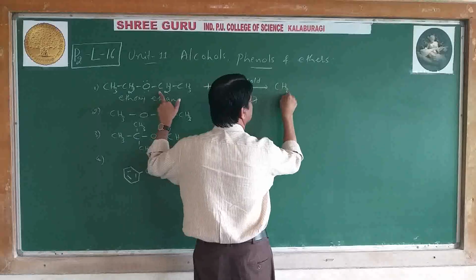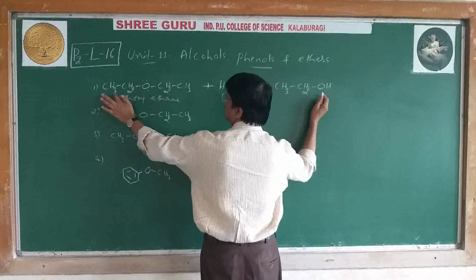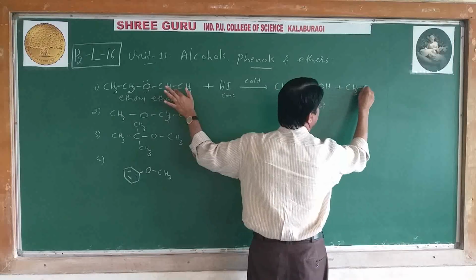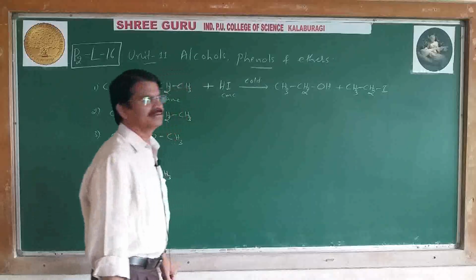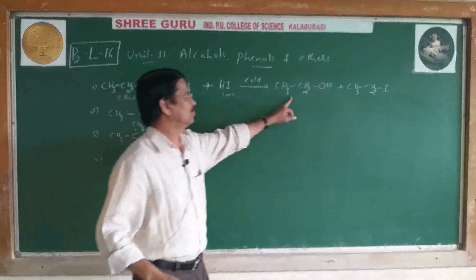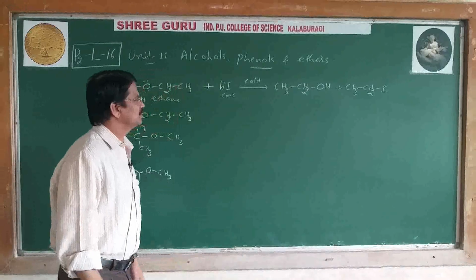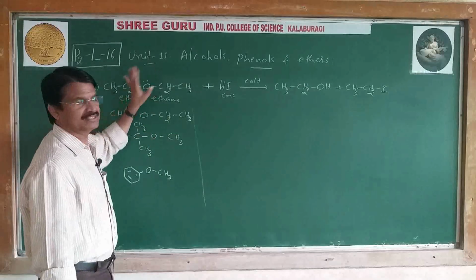CH3CH2OH plus CH3CH2I. So we get one molecule of alcohol and one molecule of alkyl iodide. Now see the mechanism, only for this first example.